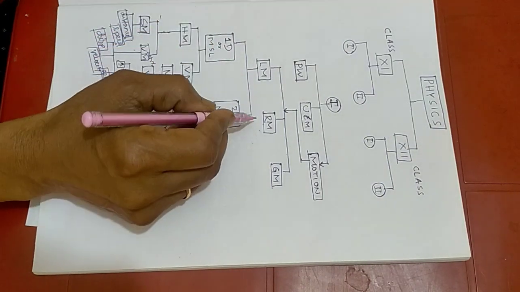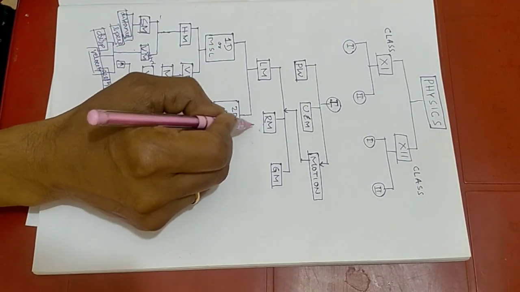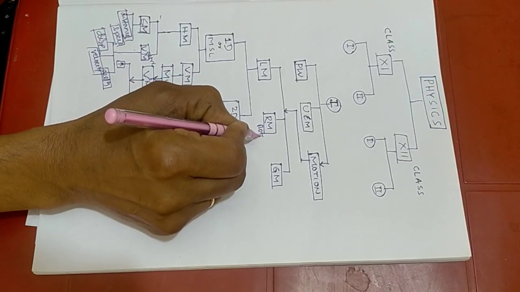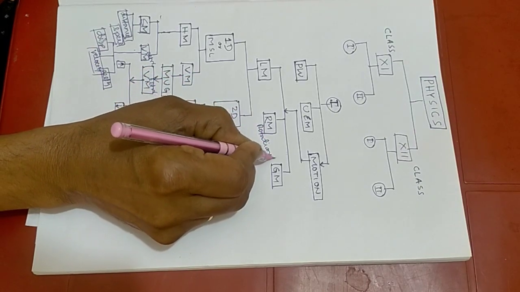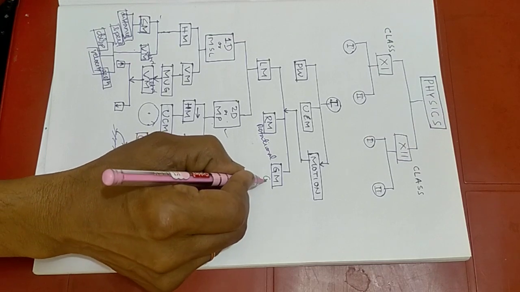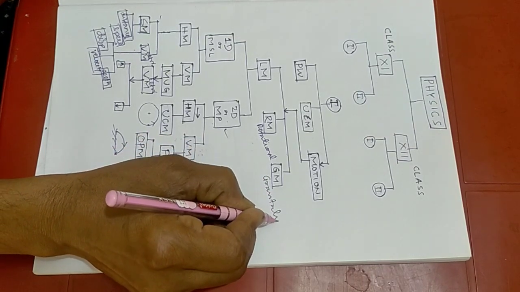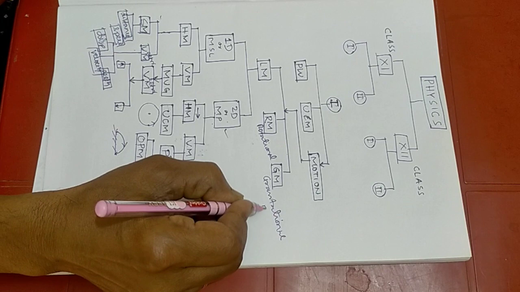Then the next type of motion is rotational motion, and third one is gravitational motion.